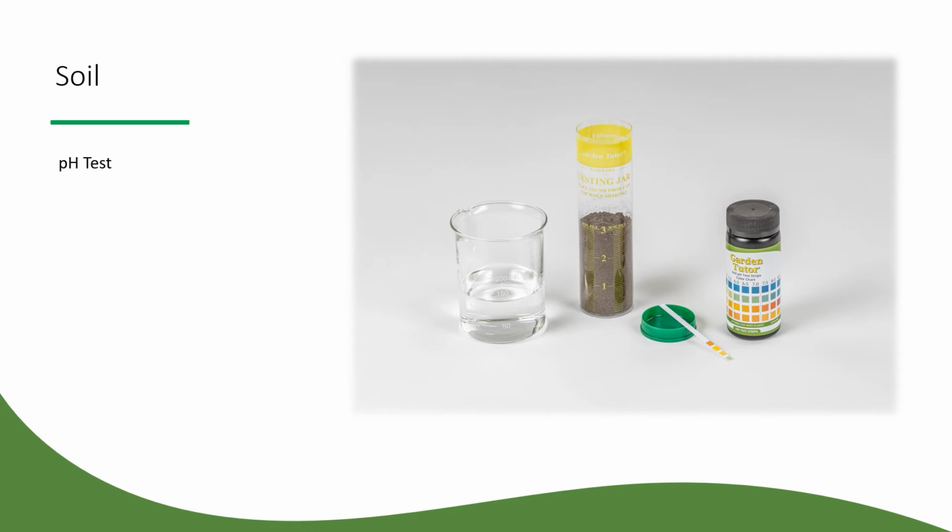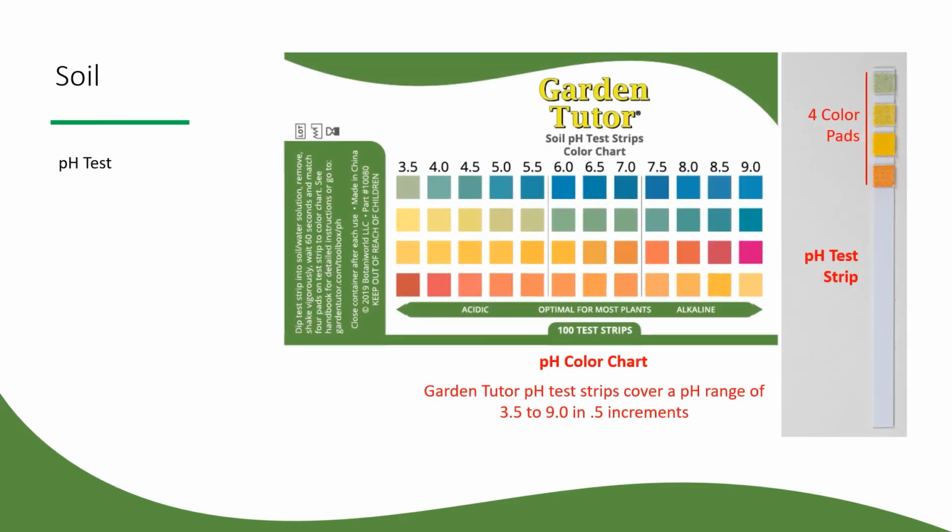Soil pH test. The pH test is a simple indicator test requiring some soil, water, the Garden Tutor soil testing jar, and a Garden Tutor pH test strip. The Garden Tutor pH test strips cover a pH range of 3.5 to 9 in 0.5 increments.